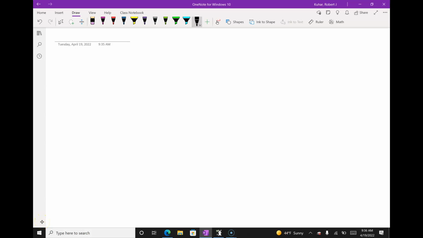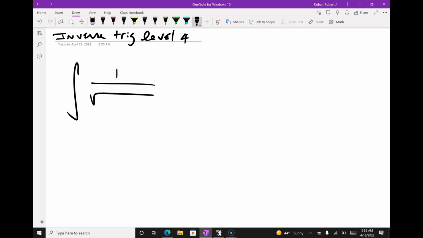Nice. So this is on my final exam review packet, and we're talking about inverse trig level 4, right? It's just about as tough as it can get. I don't think I can give you one worse than this, okay? So I have the integral of 1 over the square root of 8 plus 2x minus x squared dx.